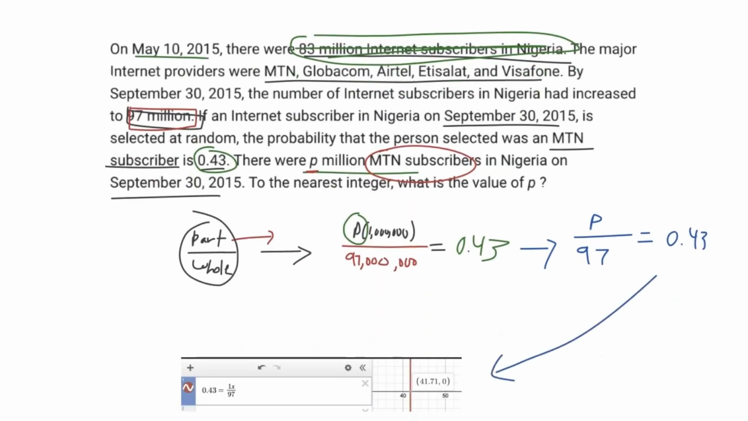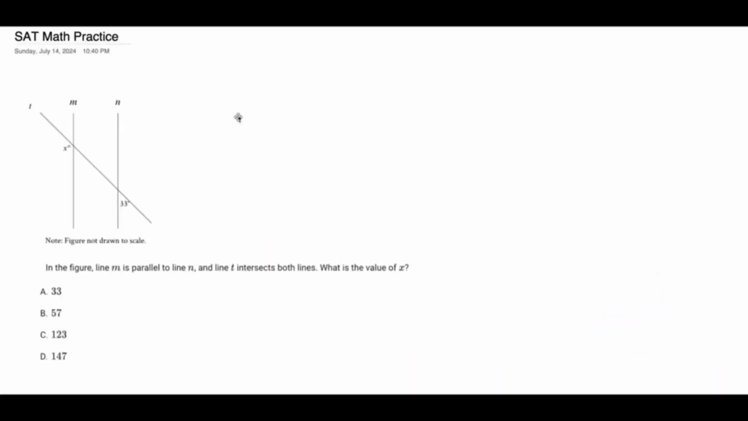And so you just chuck this into Desmos. I rewrote it differently, but essentially you chuck it into Desmos and find the value of P, or you can name it X. Find the intersection, and here we can see it is 41.71. We want the value of P to the nearest integer, and therefore our answer here is going to be P equals 42.